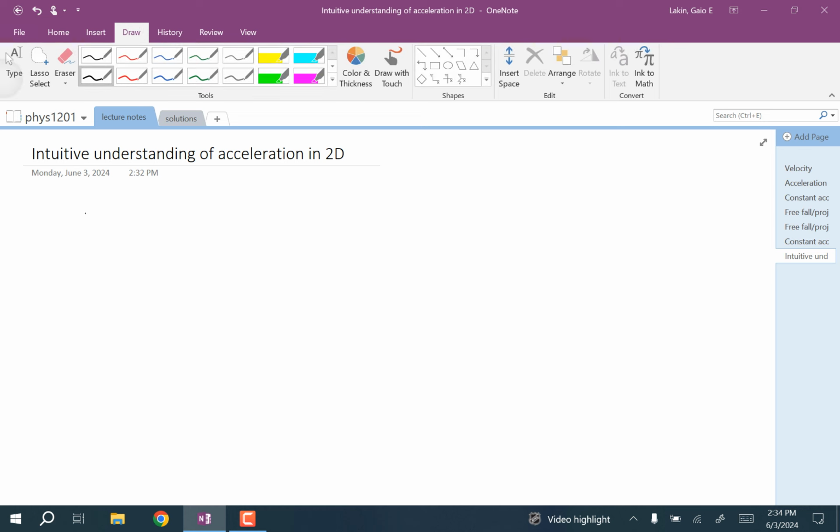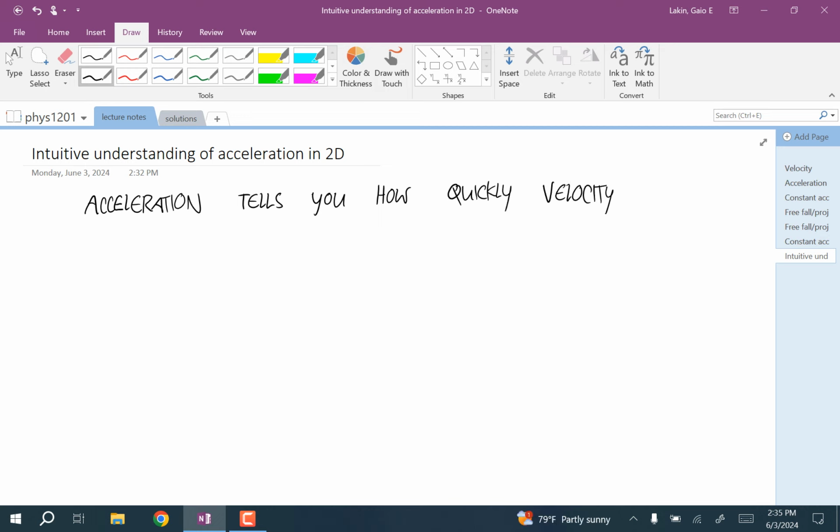So acceleration, whether you're in 1 dimension, 2 dimensions, or 3 dimensions, tells you how quickly the velocity is changing. And if the velocity is not changing, if you have constant velocity, then there's zero acceleration, and that's always true.